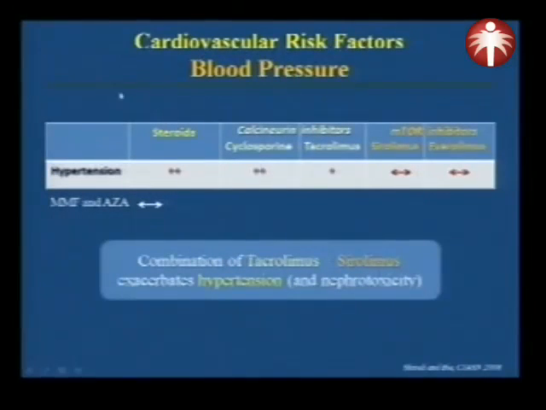And again here to show you the comparison between different drugs known to cause hypertension, contributing largely, like cyclosporine more than tacrolimus. Sirolimus on its own or everolimus, the mTOR inhibitors, don't cause much unless tacrolimus is combined with sirolimus, then there is a contribution to hypertension.